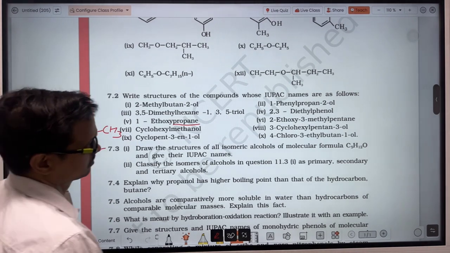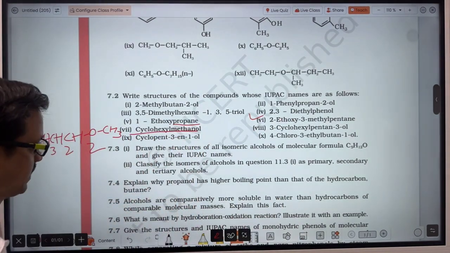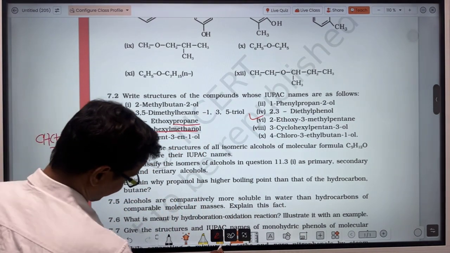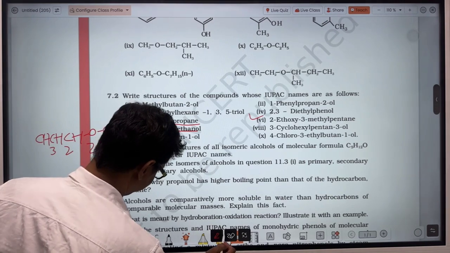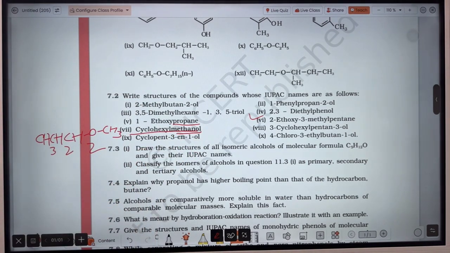Now you could solve this one here, cyclohexylmethanol. Cyclohexylmethanol, listen here. Cyclohexyl and then after that methanol. Methanol means the compound is of 1 carbon only. So 1 carbon here and OH is at this position, and there is cyclohexyl. So at this position you will have to draw cyclohexane.